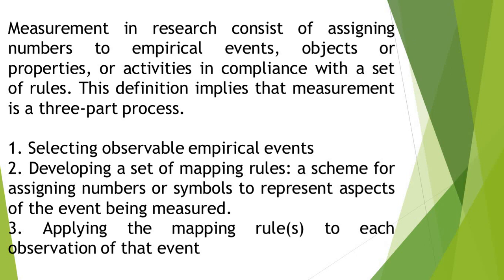So, measurement in research consists of assigning numbers to empirical events, objects, properties, or activities in compliance with a set of rules. This definition implies that measurement is a three-part process. First, selecting observable empirical events. Second, developing a set of mapping rules, a scheme for assigning numbers or symbols to represent aspects of the event being measured. Third, applying the mapping rules to each observation of that event.